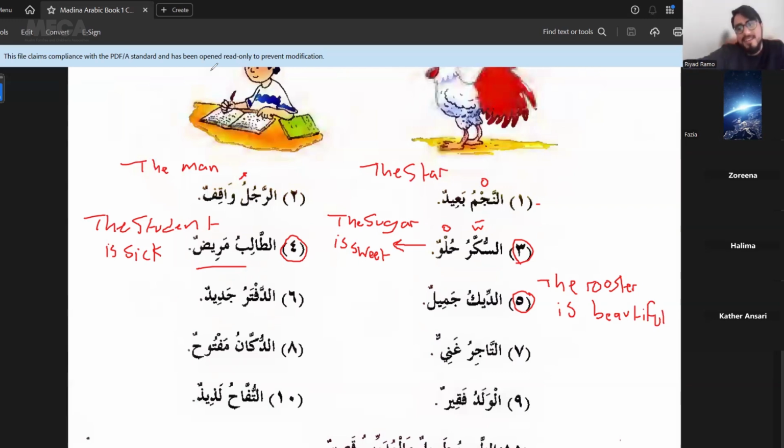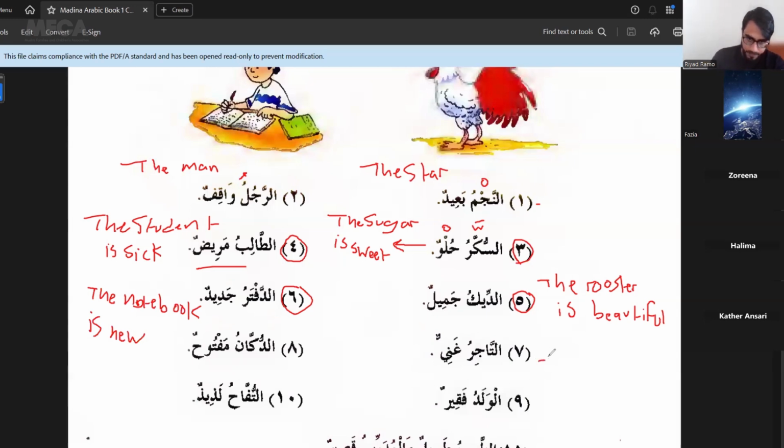Very good. Okay, Kausar, number 6. Ad-daftaru jadidun. The doctor. No. Who can help him? Jadidun is new. I know jadidun is new. And the notebook. Kitabun, kitab is book, and daftaru is notebook. Like a student has a notebook.